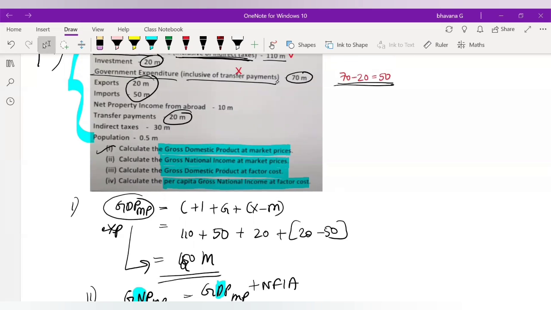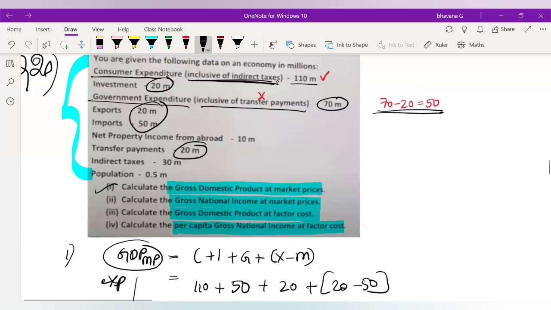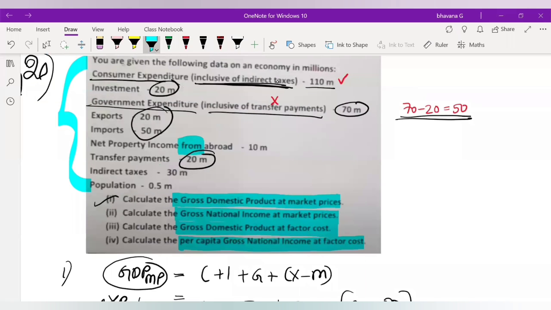Here, always remember, what is NFIA? Net factor income to abroad. But in the question they have given you net factor income from abroad. Always see this: it is net property income from abroad, so notice the word from. If it is given to abroad, you will add. If it is given from abroad, you have to reduce.